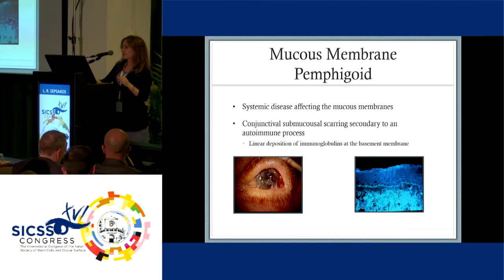Mucous membrane pemphigoid is another systemic disease affecting the mucous membranes. They also get conjunctival scarring secondary to this autoimmune process, and you'll see deposition of immunoglobulins at the basement membrane of the tissue in these patients.